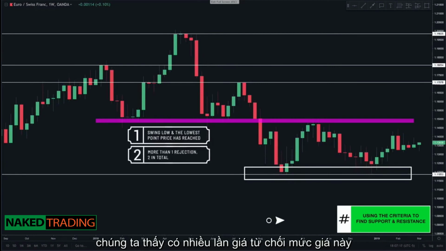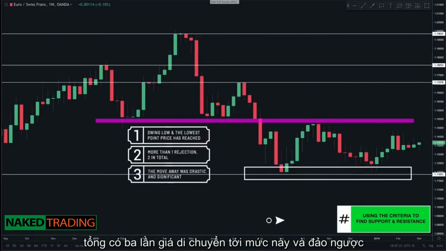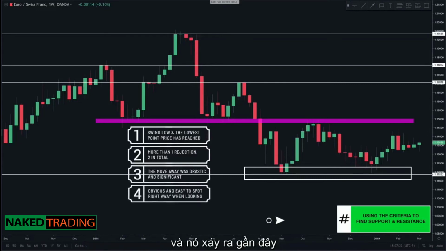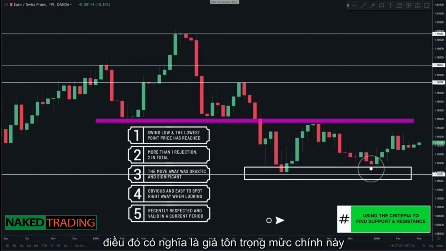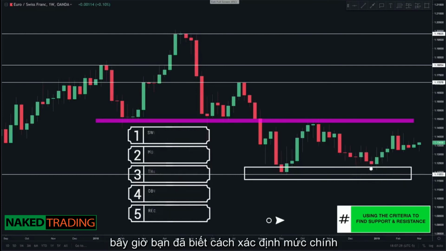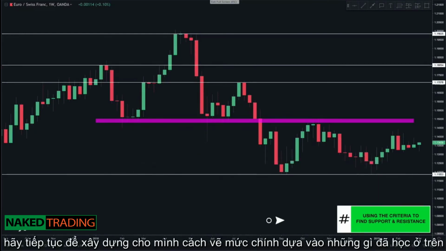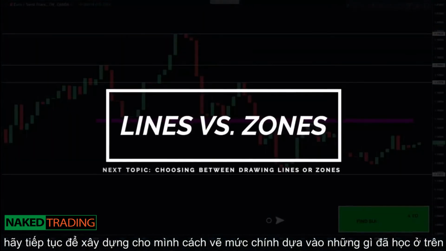2, there's more than one rejection, 2 in total. 3, the move away was drastic. 4, the level is obvious. And 5, it is recent, meaning it was respected in a recent time period. Now, you have all your key levels drawn in. Now, let's continue building on what we just learned.